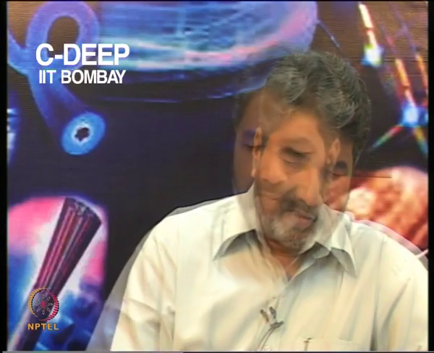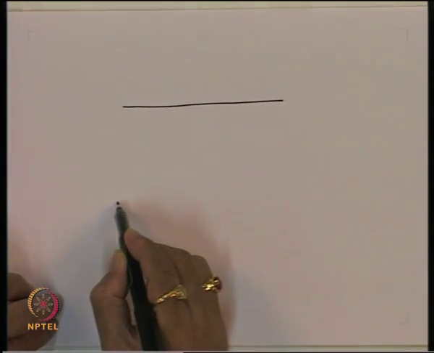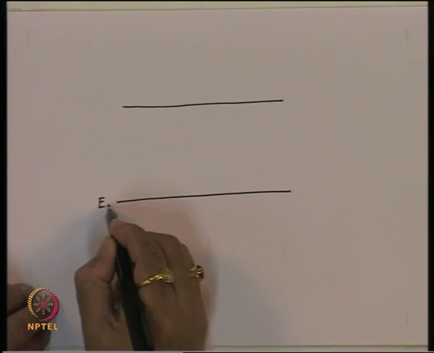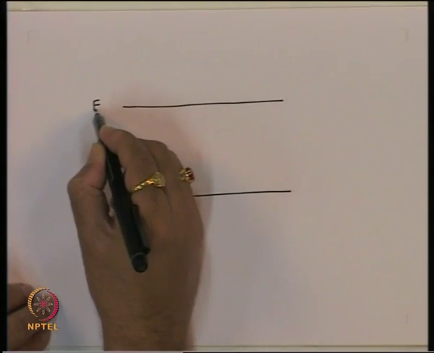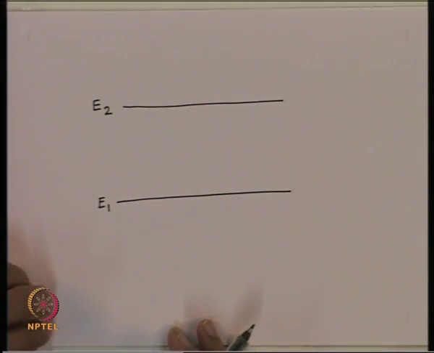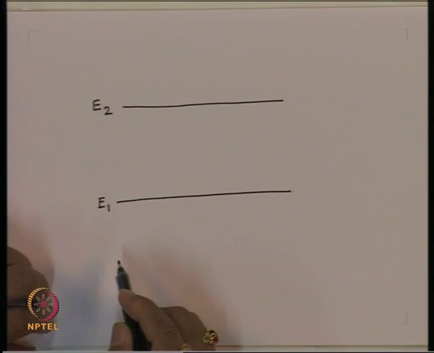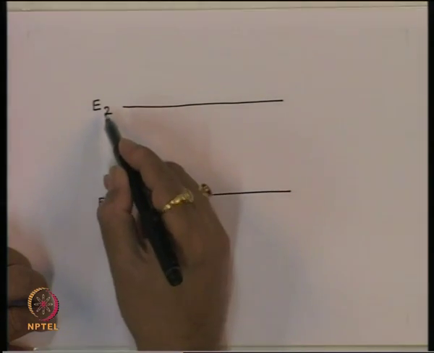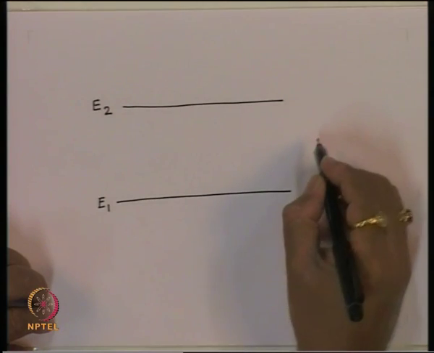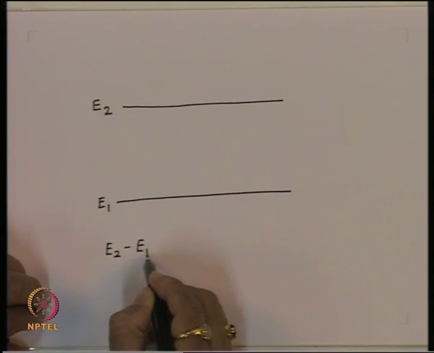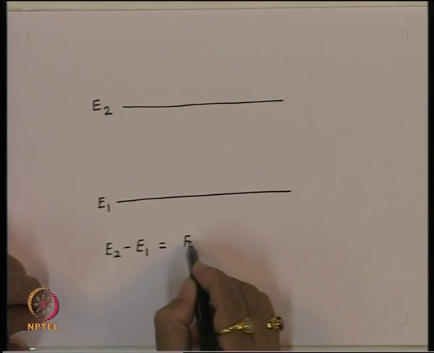So let us consider any material and let us consider only a simple system of two energy levels. Let us say this energy level is given by E1, and this energy level is given by E2. This is the lower energy level and this is the higher energy level. The difference of these two energy levels, E2 minus E1, is denoted by E photon.